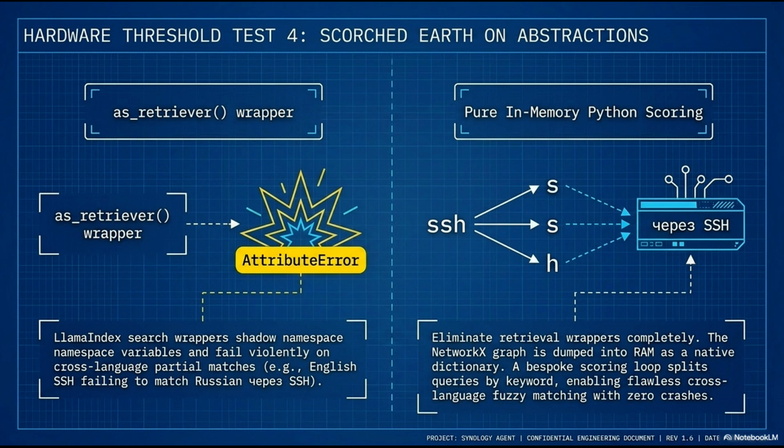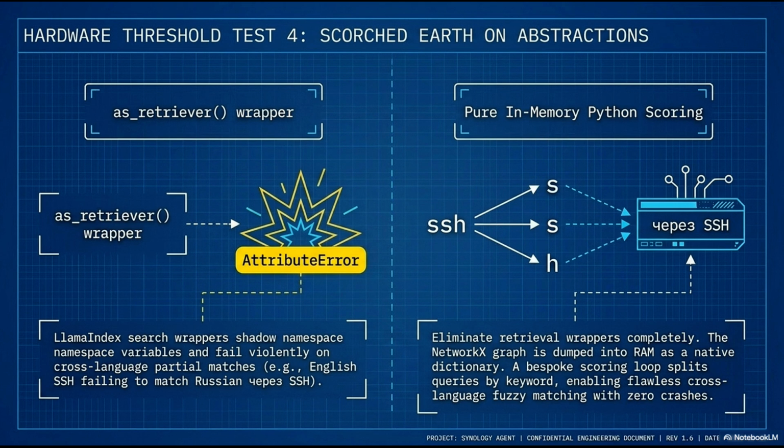Exactly. Then, it splits the user's sanitized query into an array of individual keywords. This is the crucial step for cross-language matching. Yeah. "SSH copying" is no longer a rigid phrase. It becomes two distinct, independent keyword strings, "ssh" and "copying". So it doesn't matter if the surrounding words are in Russian, as long as the acronym SSH is present.